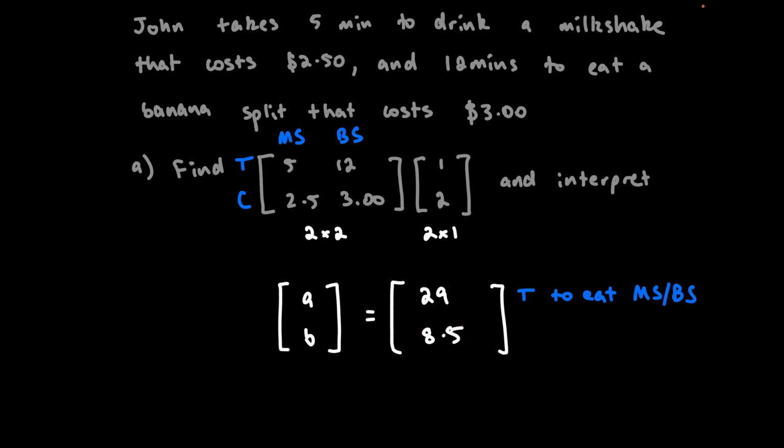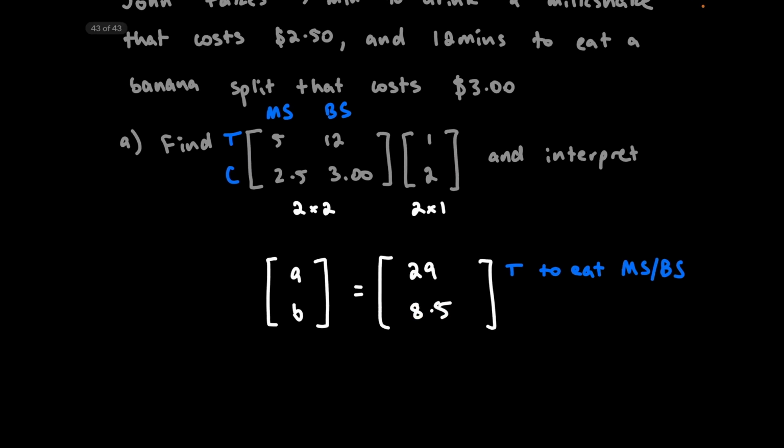The 8.5, however, is this row times by this column. So we did 2.5 times 1, which refers to the cost of one milkshake times by 1, and 3 times 2, which relates to the cost of one banana split times by 2. So what we can realize here is he had 3 items. He had one milkshake and he had 2 banana splits. And the total cost of the entire meal was $8.5.